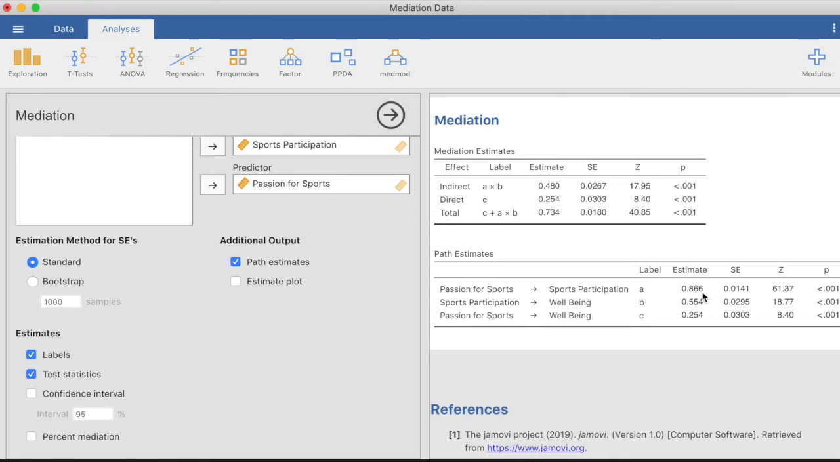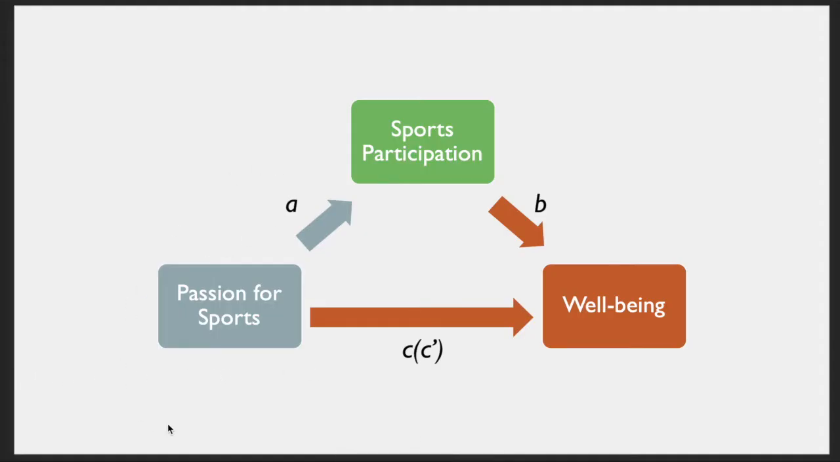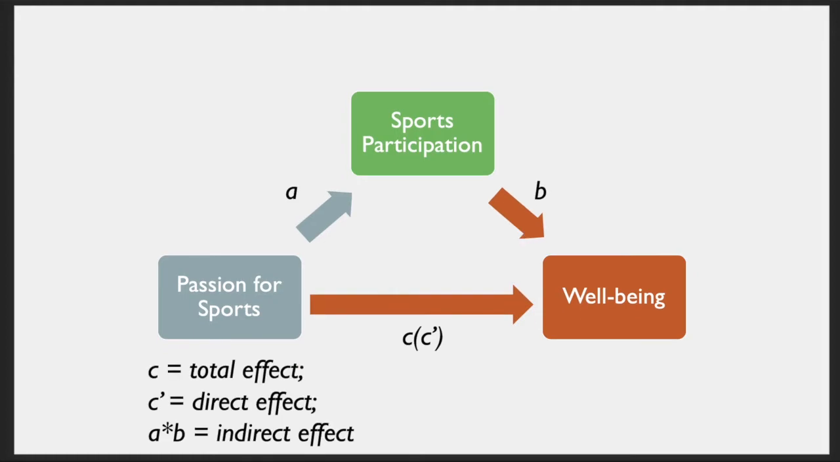So if you actually multiply 0.866 with 0.554, what you'll get is 0.480. So what you can do is, one, you can use this table in your report. Another way to do it is actually to create a figure like this.